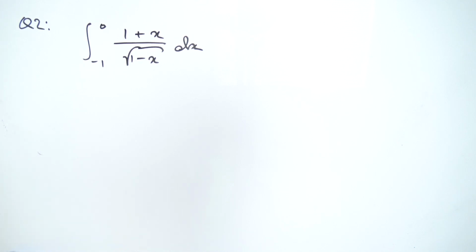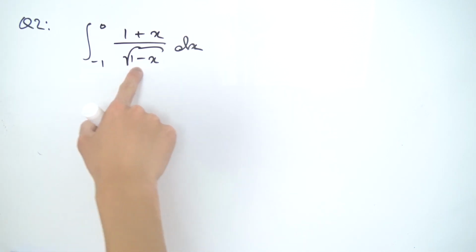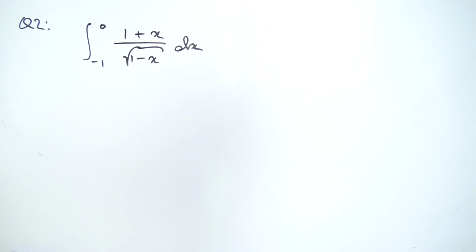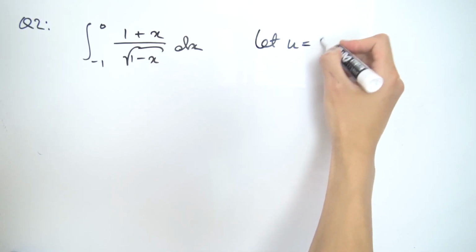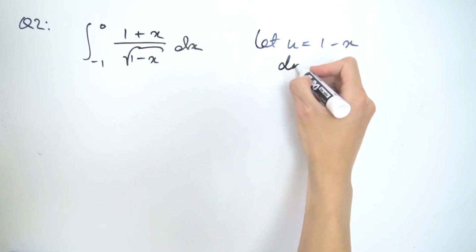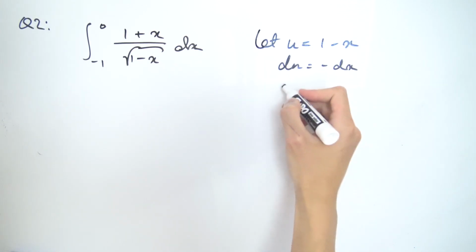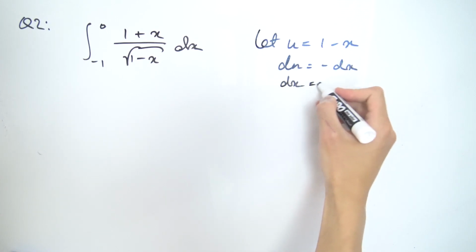For the next question, we're asked to evaluate this integral. So the first thing I did was I let u be equal to the inside of this square root to simplify it down a little bit. So we let u be equal to 1 minus x, which means du is equal to minus dx, which means that dx is equal to minus du.